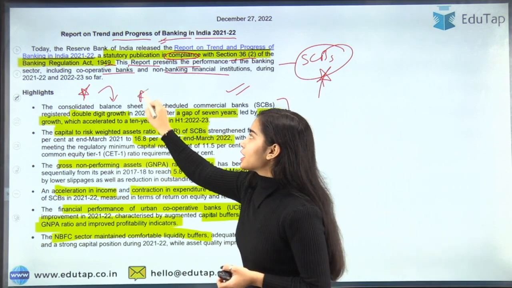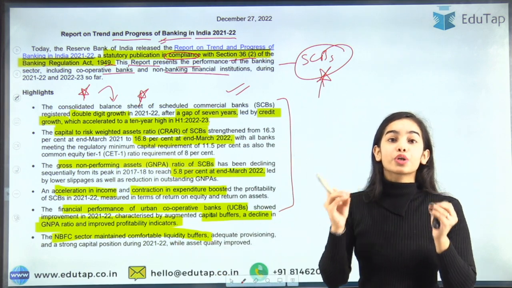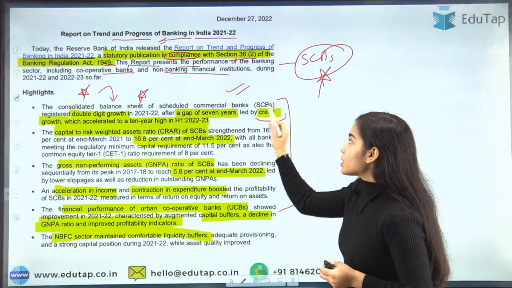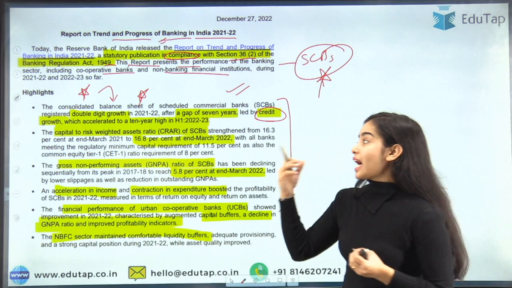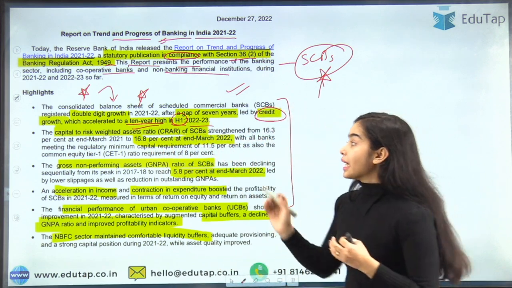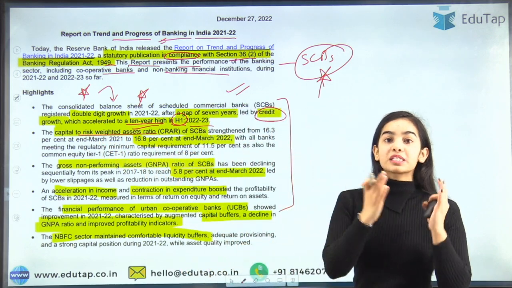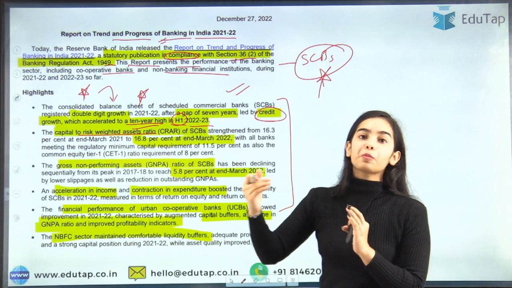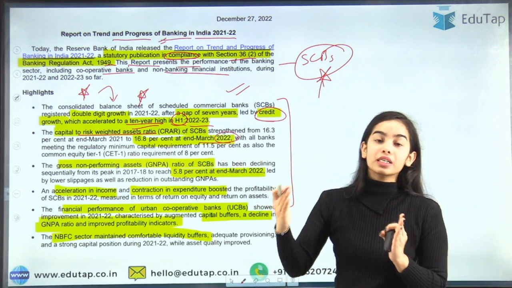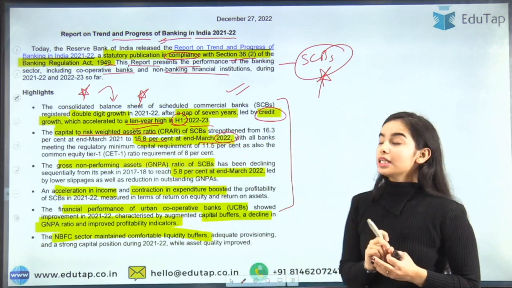First of all, the scheduled commercial banks, after a gap of 7 years, have seen double-digit growth in their consolidated balance sheet. This was led by the credit growth, which was a 10-year high in the first half of 2022-23. Second is the capital to risk weighted asset ratio. This also increased from 16.3% to 16.8% at end March 2022. So this is the year-on-year growth that has been seen in the capital to risk weighted asset ratio.